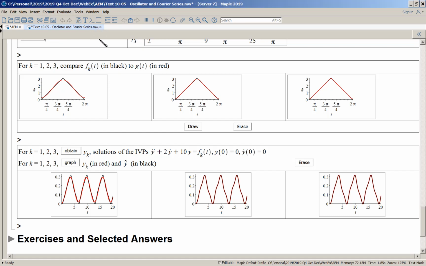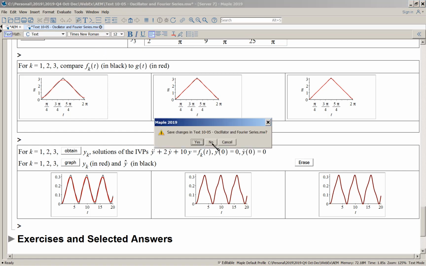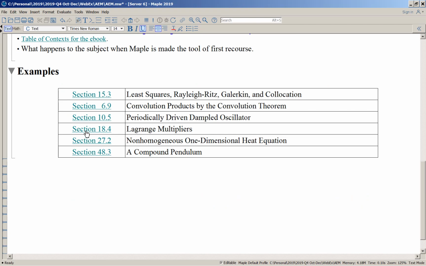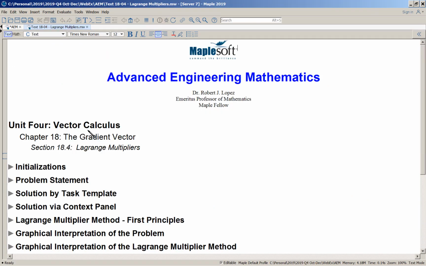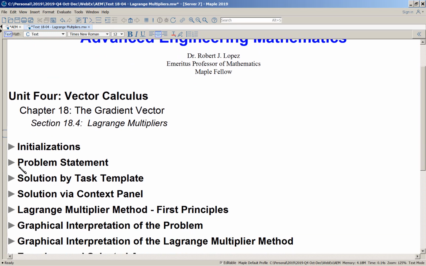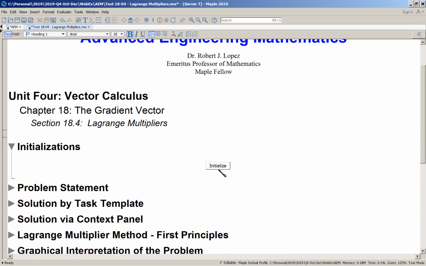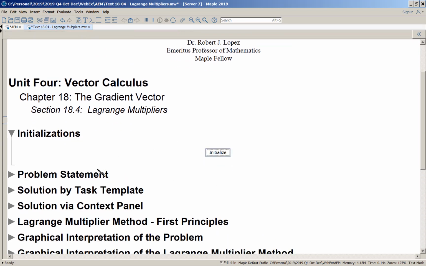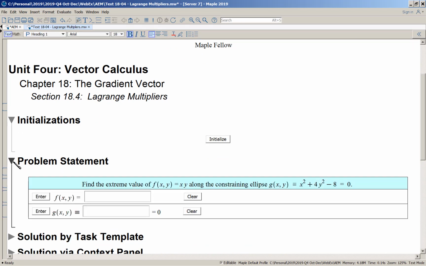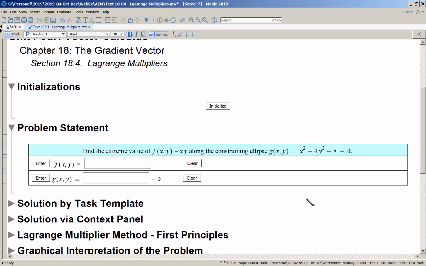Well, here's another example. This time we will look at the notion of Lagrange multipliers. Again, I've streamlined the worksheet to make things go a little bit more quickly. The problem statement we want to consider is this: get the extreme values of the function xy constrained by this ellipse.